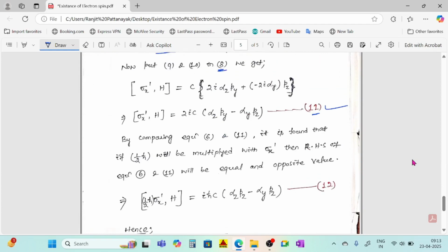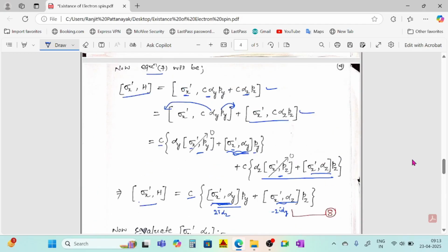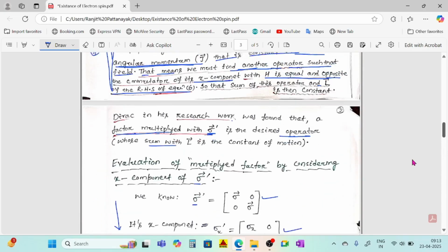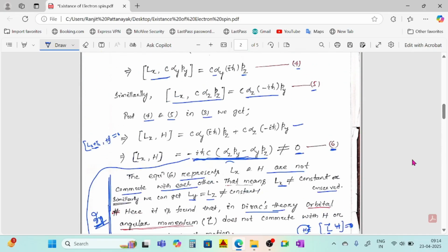So here if I compare equation numbers 6 and 11, carefully you have to watch. This value is your 2ic, and this is the bracket term with 2ic. Let's see equation number 6. What is your equation number 6 here? This one. The bracket term is the same, but the multiplied term in equation number 11 is 2ic. So what I have to do, that it will be equivalent to this one.